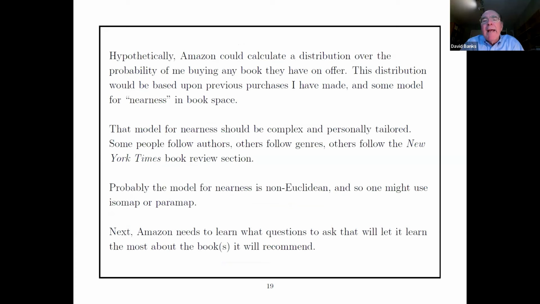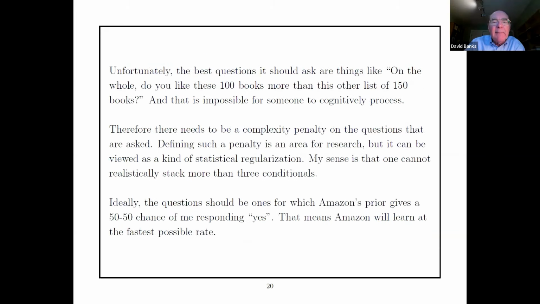So, in principle, Amazon could calculate a distribution over me purchasing any book. And this nearness should be complex and personally tailored because some people follow genres, others follow the New York Times book review section, other people do different things. Statisticians know about non-Euclidean spaces, and we can use Isomap or ParaMap as tools to try and map these spaces. And now Amazon needs to decide which questions it wants to ask me.